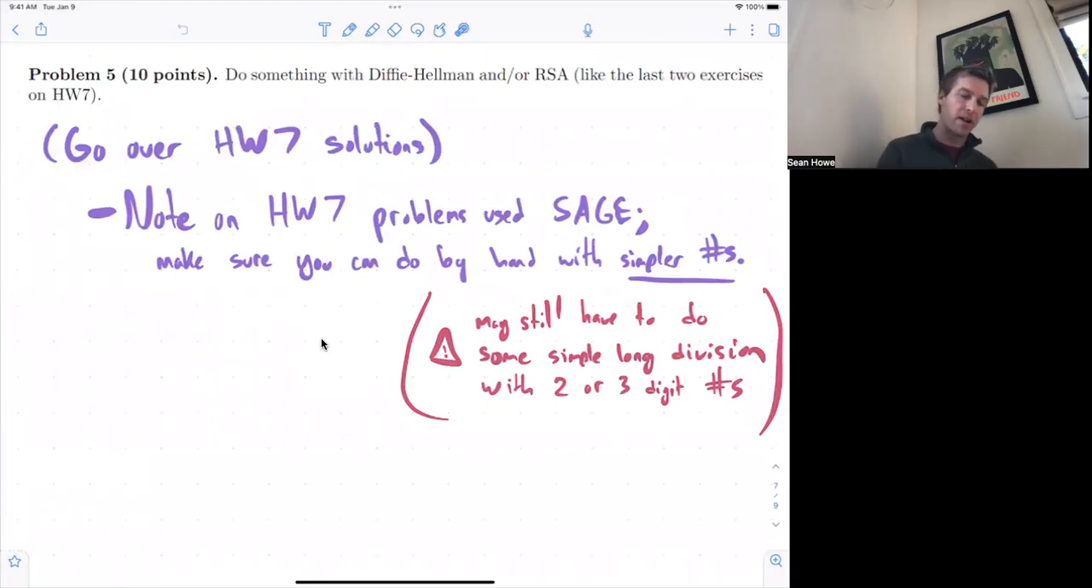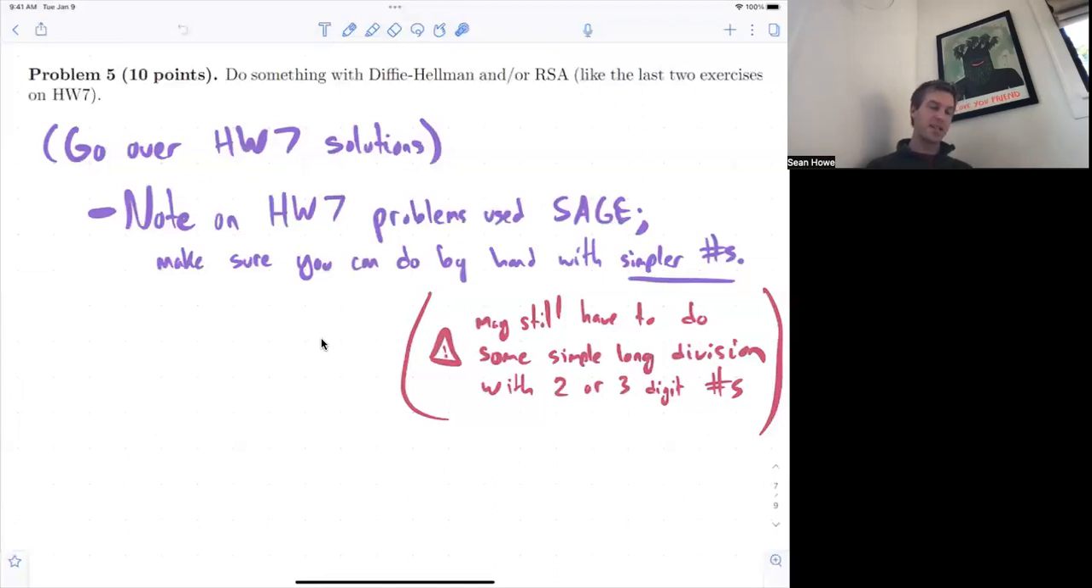On the homework and on the exam, there'll just be one. There will either be a Diffie-Hellman problem or an RSA problem. There won't be both in this problem 5. But they might show up, for example, on the short answer questions. So make sure you're familiar with both. Even if you guess which one I'm going to give you, you might still need the other one on the short answer ones. So just be familiar with both.